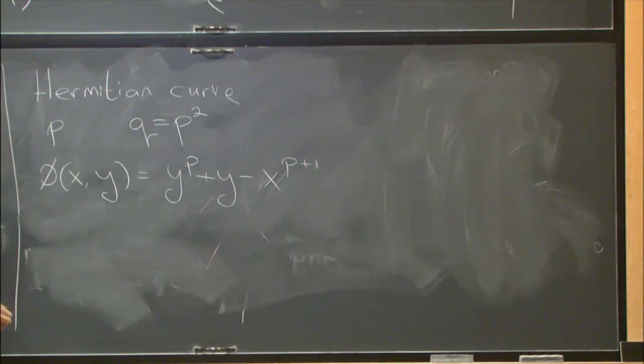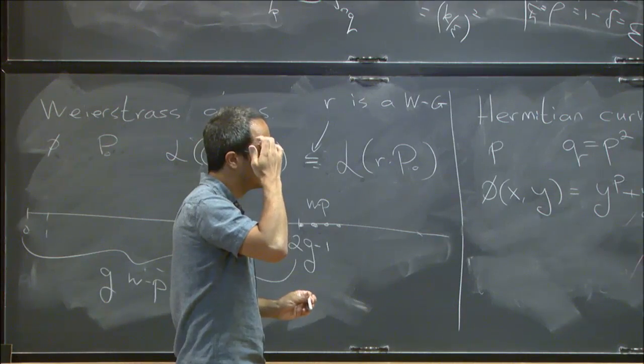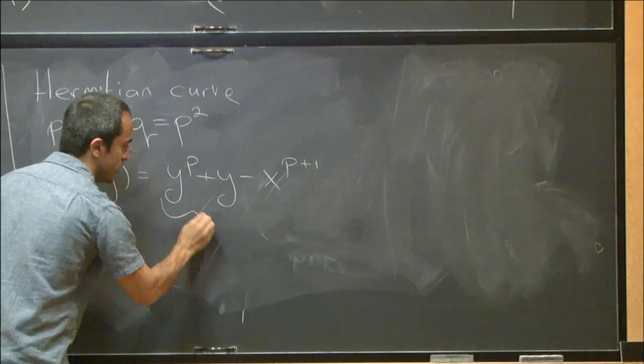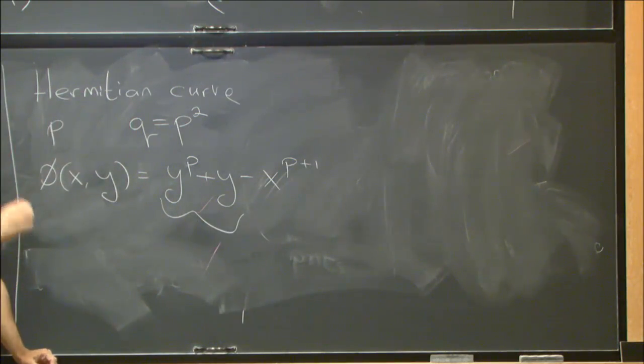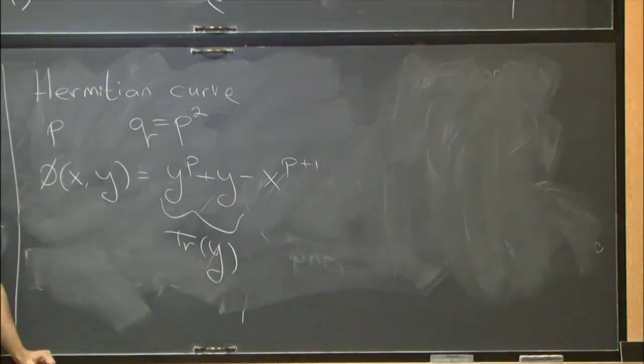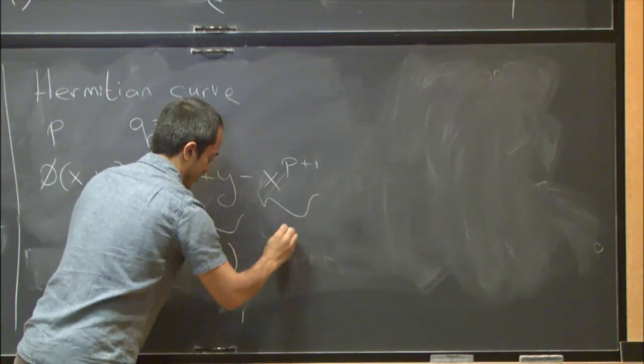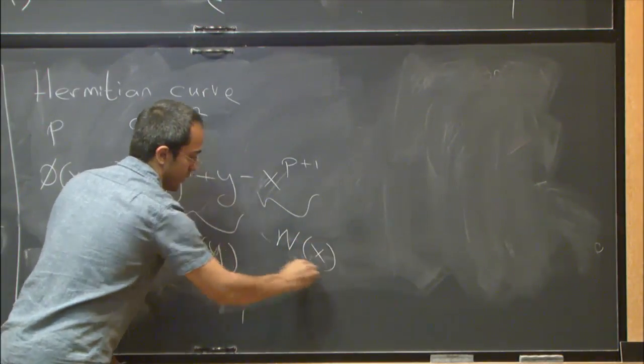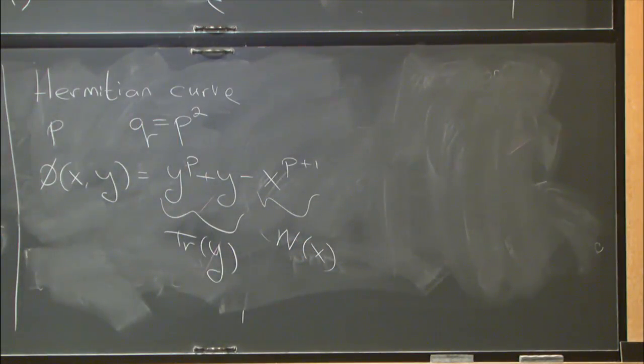Are these familiar to you? The y^p plus y, what function is this? It has a famous name. It's the trace of y, right? The trace from F_q to F_p. And this is the norm of x. Sorry. So here what they are saying is, I want that on the curve, the trace of y will equal the norm of x. This is the curve. This is the first example we saw, actually.